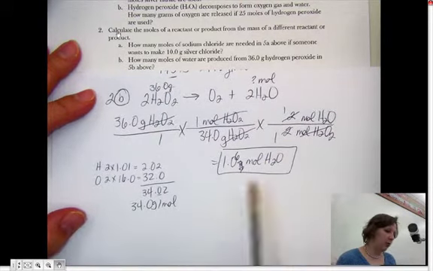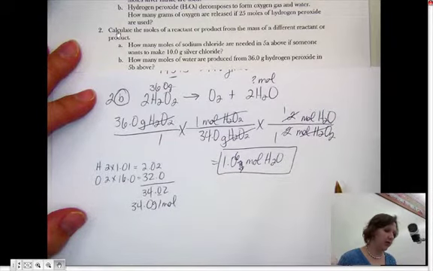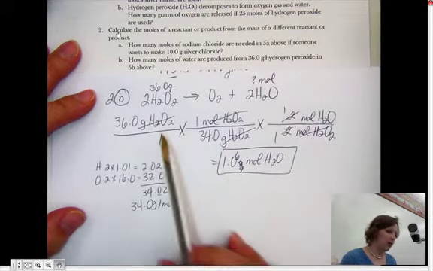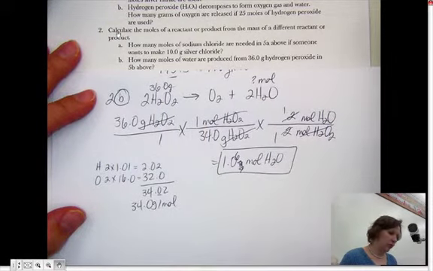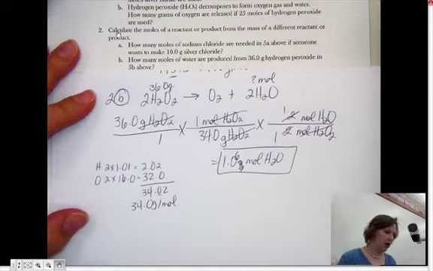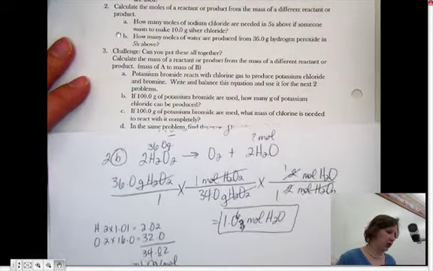Okay, so the problems we did before, we started with moles and we went to grams of a different thing. In this problem, we started with grams of a different thing and we went to moles. Grams of one substance and we ended up in moles of a different substance. All right, now let's go down to the challenge. Let's put all of these together.